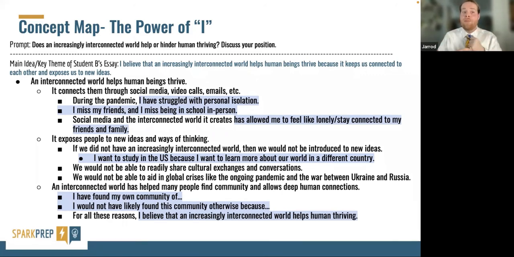Even though the prompt says, "Does an increasingly interconnected world help or hinder human thriving? Discuss your position," it doesn't openly ask the student to share how it's helped or hindered them, but it's implied. We want to hear not only how it's helped or hindered human thriving at large, but also the personal story of the student. That's why the power of I, of inserting yourself into these essays, is so important.